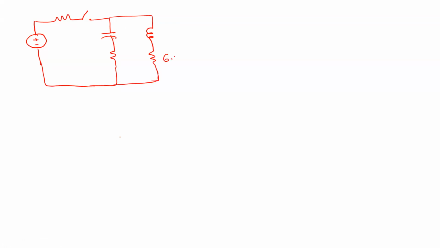This is 6 ohm and this is 0.5 Henry, and this is the current I, and this is the capacitor voltage V, and this is 0.02 farad, and this is 3 ohm. This particular switch is open at t equal to 0. So we have 10 volts, and on the other side, you have 4 ohm.